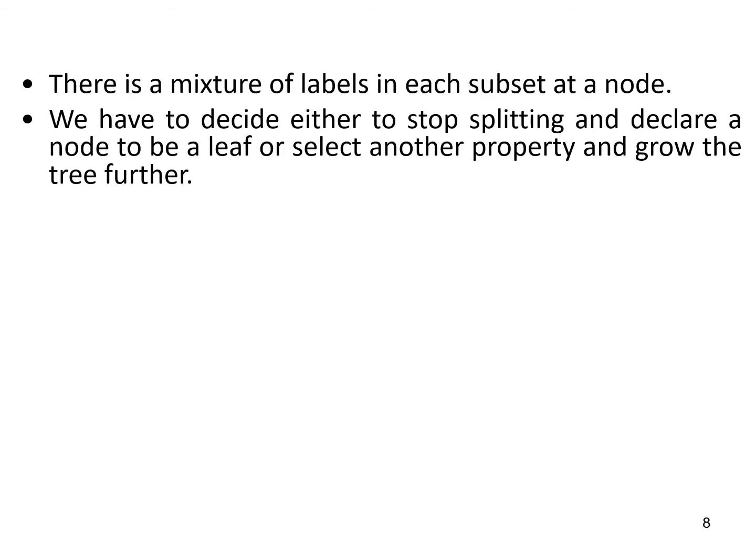If there is a mixture of labels in each subset at a node, then we have to decide either to stop splitting and declare a node to be a leaf, or select another property and grow the tree further.